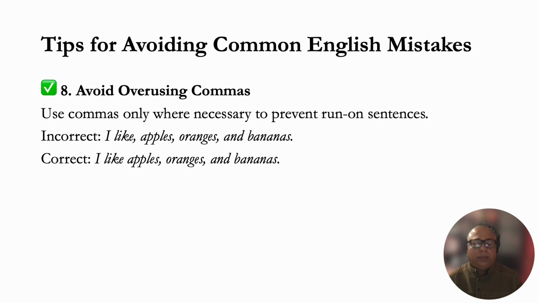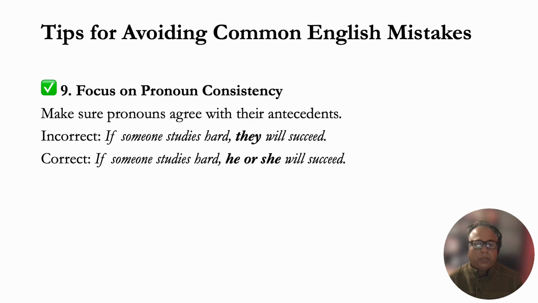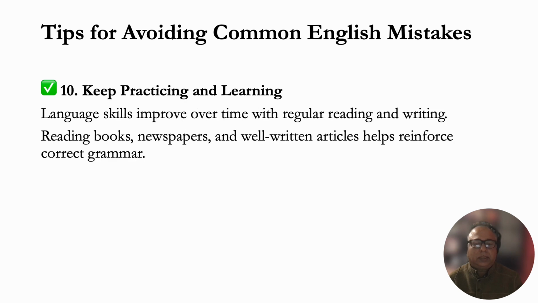Okay? Tip number 8. Avoid overusing commas. All right? Are these all ringing a bell? Right? We went over this, remember? We went over some of the common mistakes, and one of them was avoiding overusing commas. Focus on pronoun consistency is very important. If someone studies hard, someone means someone, just one person, not 5 people. They will succeed. Just say he or she will succeed.